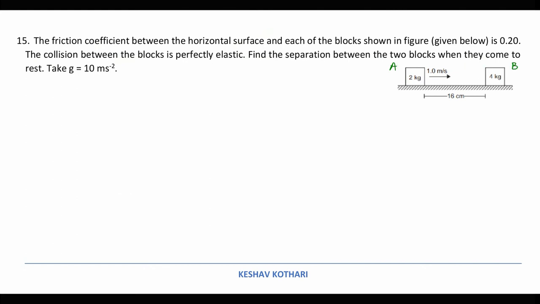Now before the impact, as the friction coefficient is equal to 0.2, the block which is provided a speed of 1 meter per second at a distance of 16 centimeters from block B will actually start retarding before making the impact. So we are calculating for the part before the impact.